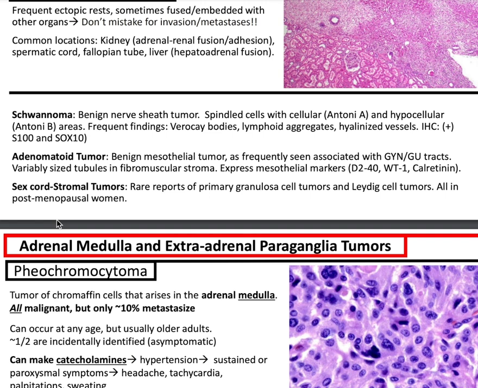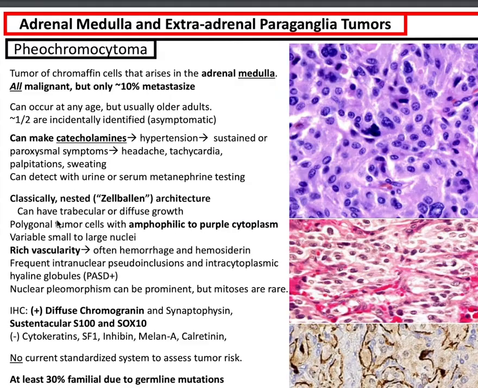Adenomatoid tumor, this is a benign mesothelial tumor frequently seen in the GYN and GU tracts. You'll see variably sized tubules in fibromuscular stroma, and it expresses mesothelial markers D2-40, WT1, and calretinin. Sex cord stromal tumors. There are rare reports of primary granulosa cell tumors and Leydig cell tumors, all in postmenopausal women. Adrenal medulla and extra-adrenal paraganglia tumors.